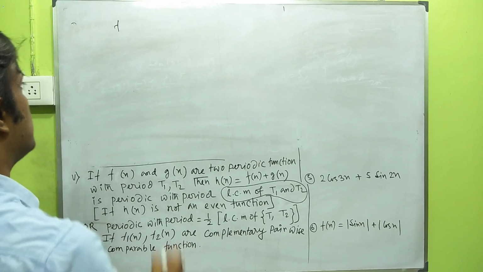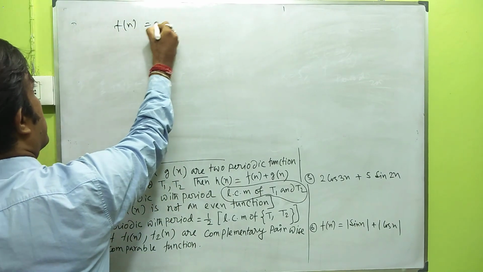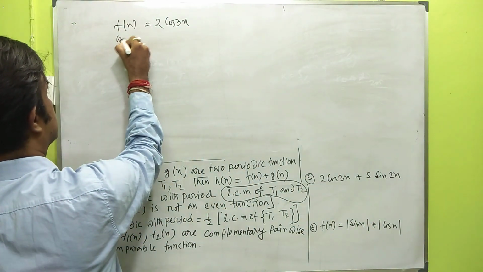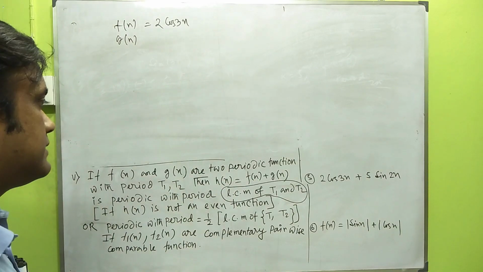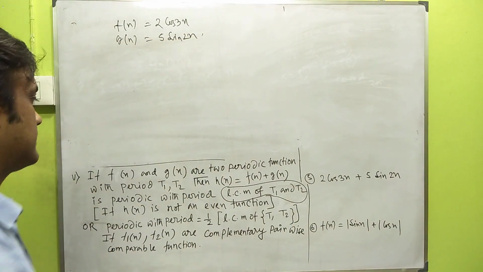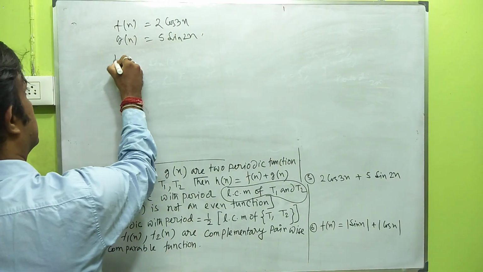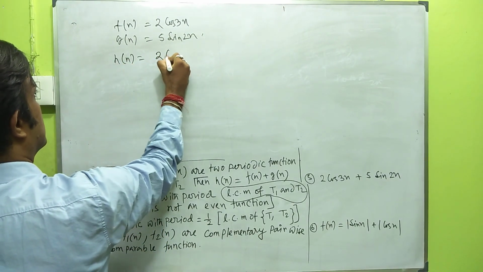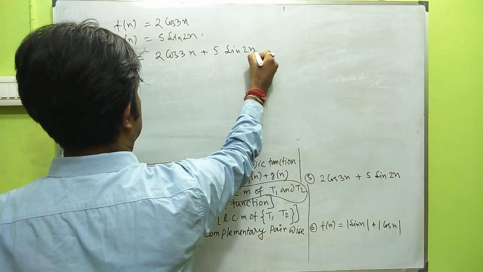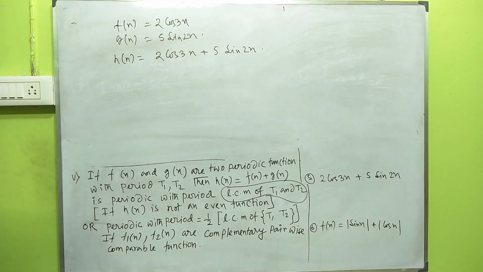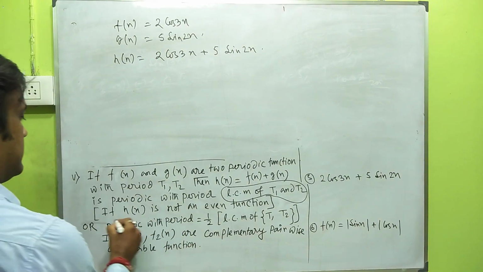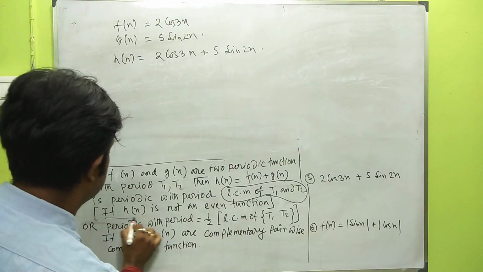Suppose f(x) is equal to 2 cos 3x and g(x) is equal to 5 sin 2x. h(x) is equal to 2 cos 3x plus 5 sin 2x. Now here you must observe this point.